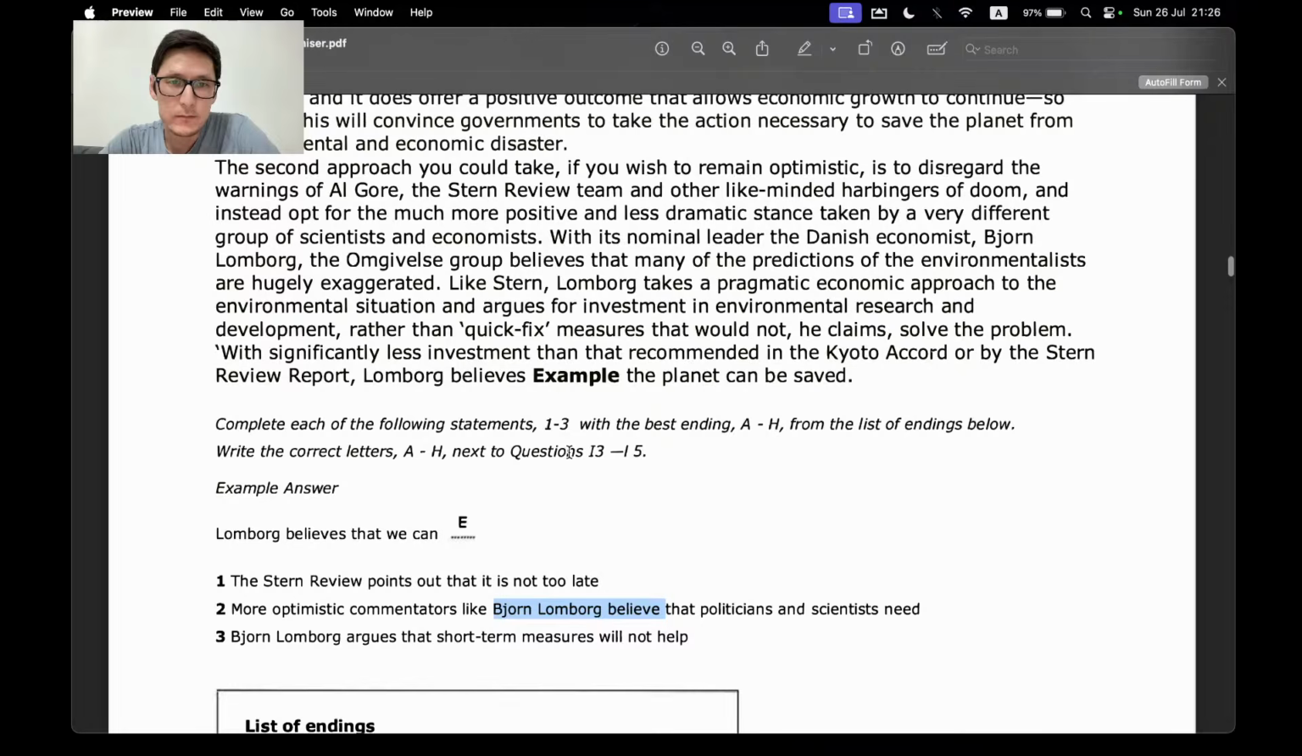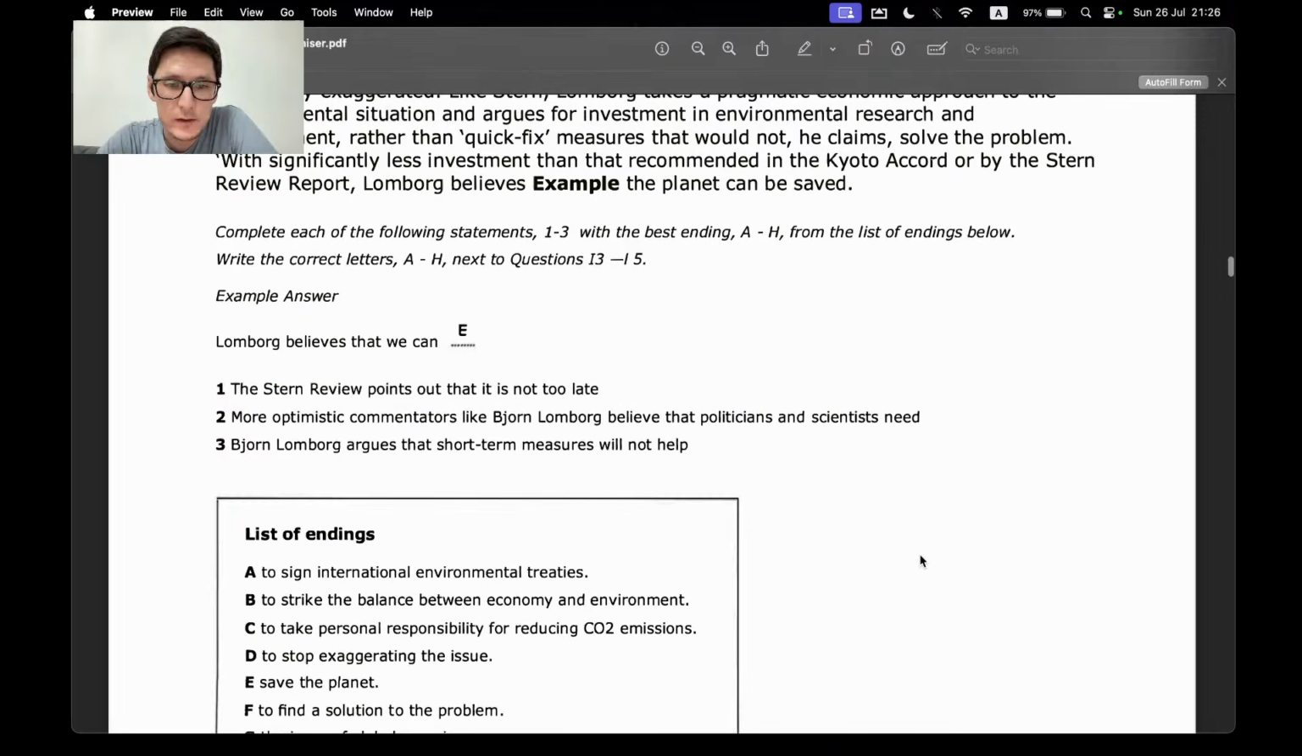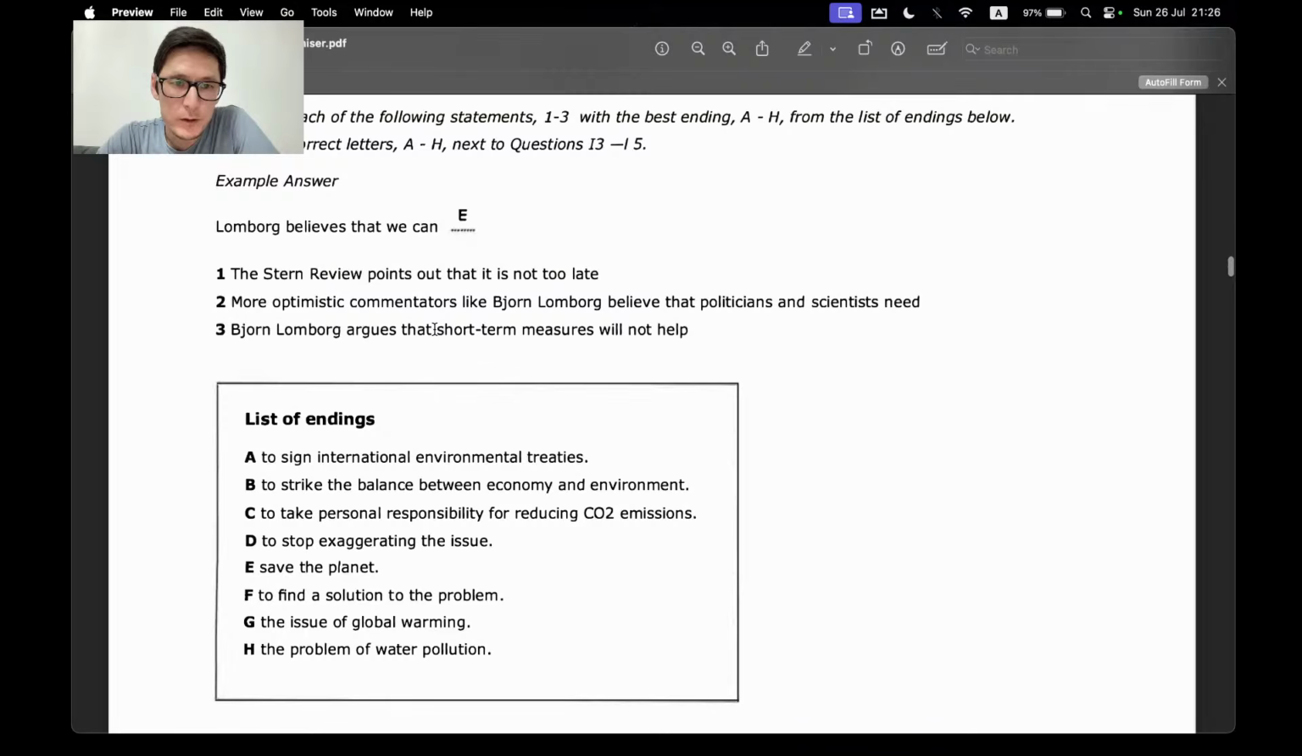For example, where is Bjorn Lomborg? Bjorn Lomborg, where is it? Here, Lomborg, Bjorn, here it is. So maybe the answer is here. Okay, you can read it yourself later. Bjorn Lomborg argues short-term measures.